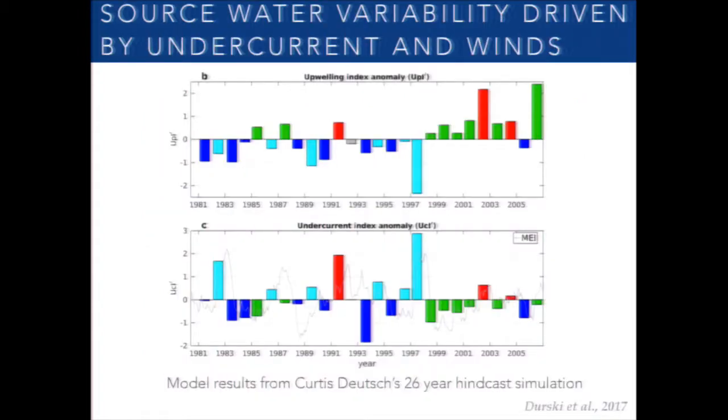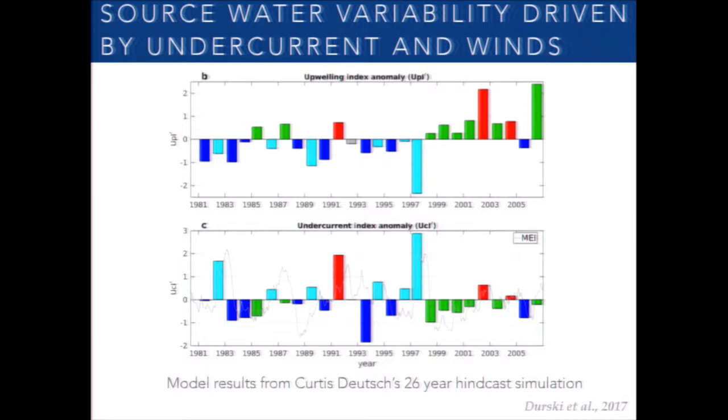Scott Durski also had a nice paper in 2017 where he analyzed Curtis Deutsch's 26-year hindcast simulation of a ROMS simulation for the region. And what he found was that the time periods where you had the lowest oxygen source waters coincided with an upwelling index anomaly. So when the upwelling winds were particularly anomalous in combination with the undercurrent index anomaly, both anomalies he worked on within the body of the paper, and I'm not going to go into.